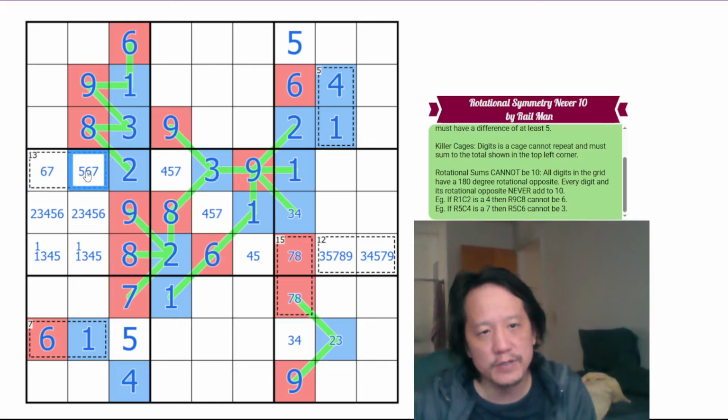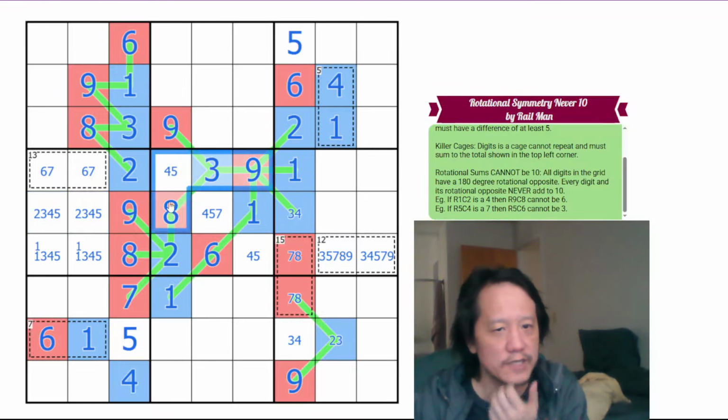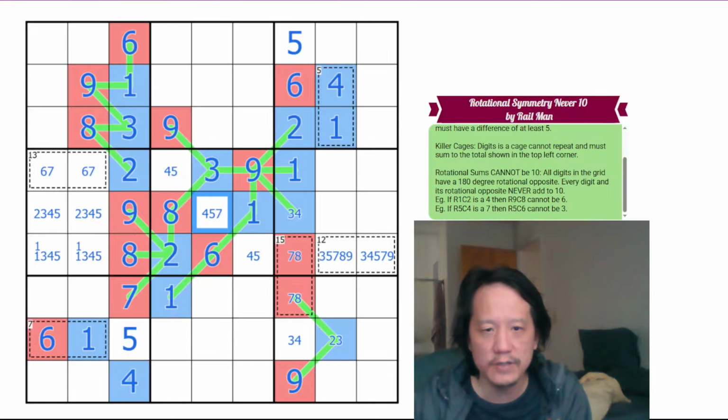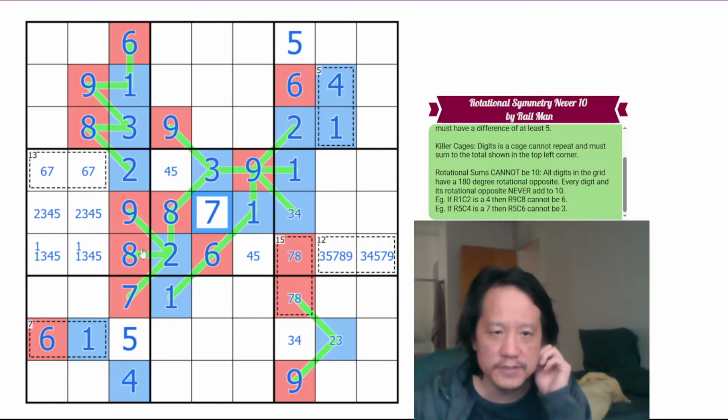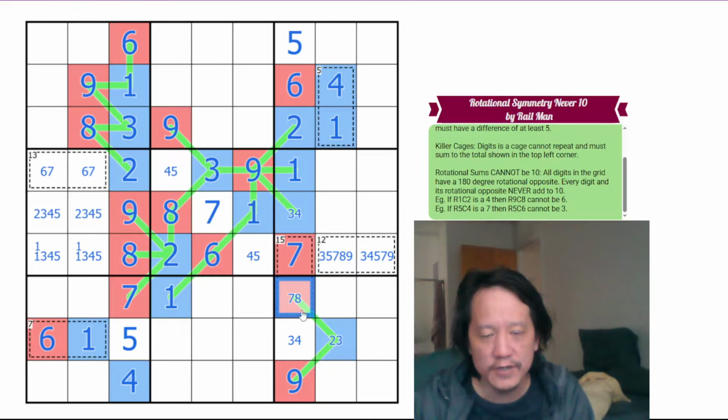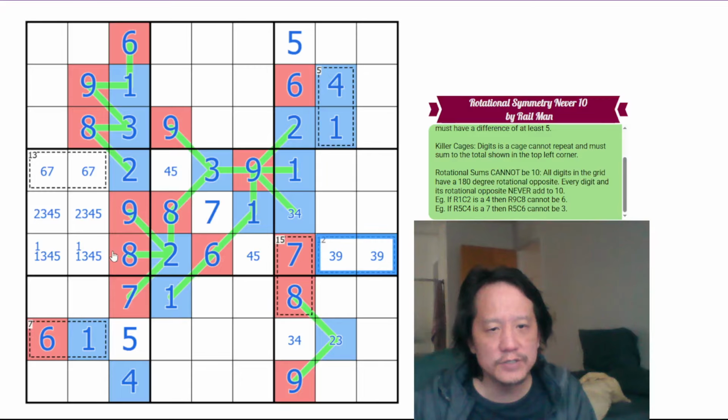Therefore, this must be a 6-7 pair, which eliminates 6 and 7 in the rest of the box and the rest of the row. So this can't be 7. Where's the 7 in box 5? It has to be here. So that's 7. This 8 eliminates 8 here, so it's 7 and 8. This cannot be 5-7 or 4-8. Therefore, it's a 3-9 pair, which eliminates 3 and 9 in the rest of the row and the rest of the box. So this can't be 3.